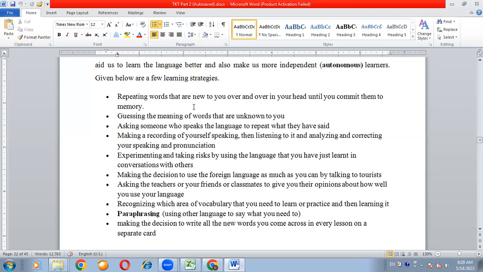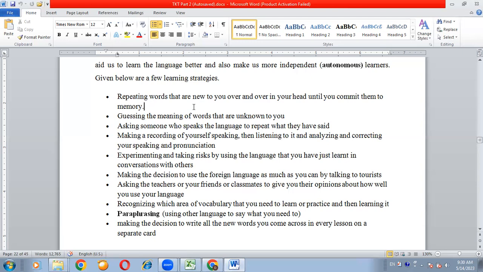Making the decisions to use the foreign language as much as you can. Foreign language එක පුළුවන් තරම් පාවිච්චි කරන්න. Asking the teacher or your friends, classmates, to give their opinions about how well you use your language. අපි හැම වෙලේම ළමයින්ට feedback එකක් දෙන්න ඕනේ. opinions දෙන්න ඕනේ. යාළගේ වැරදි අඩුපාඩු කතා කරන ඒවා.